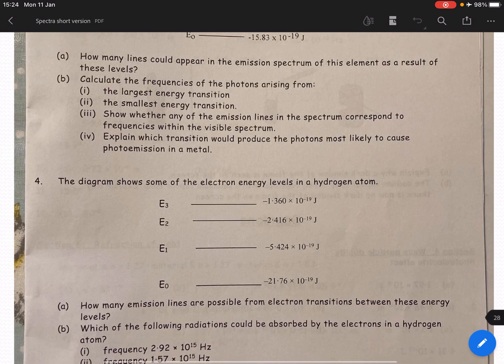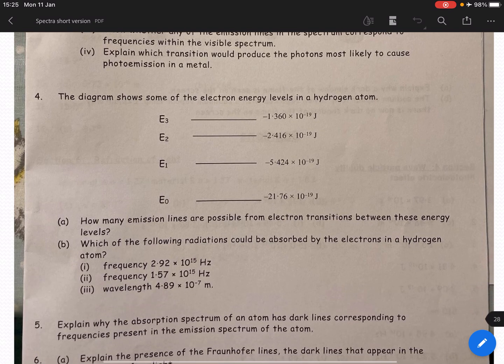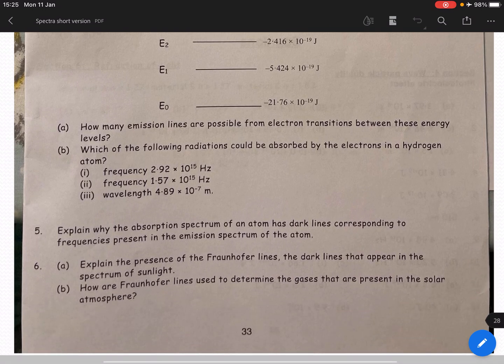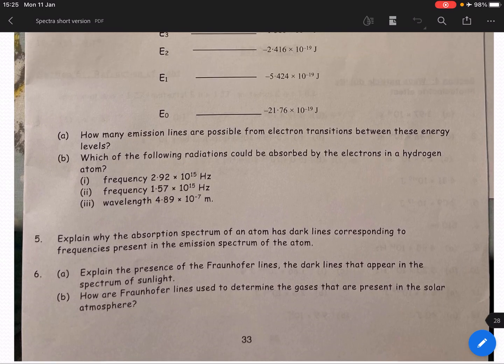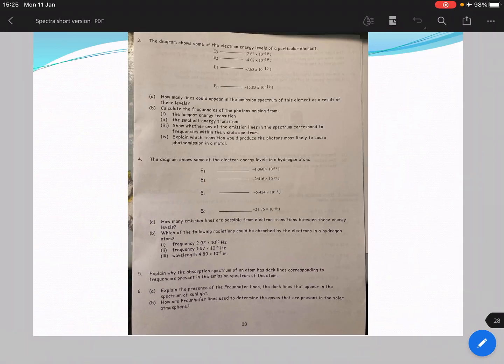Explain which transition would produce the photons most likely to cause photoemission in a metal. That's going back to the photoelectric effect. So that's going to be the one that's got the biggest energy, because that's going to be most likely to be able to get over the work function. And then that's basically just more of the same for working out the rest of those questions, so that should be fine.